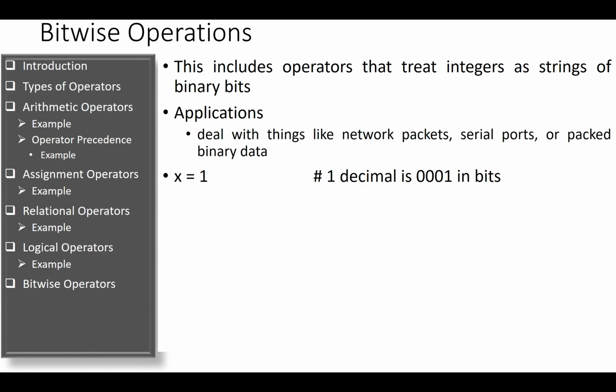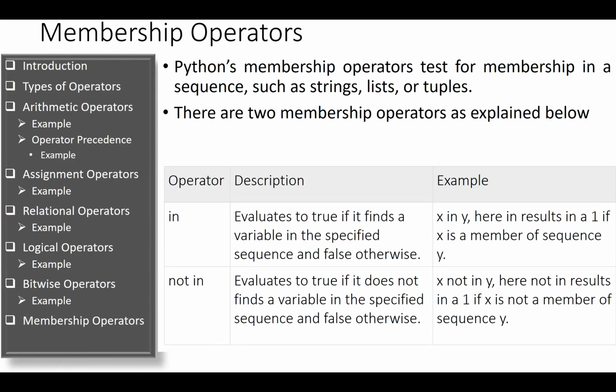Membership operators. Next, let us go with bitwise operators. These operators treat integers as strings of binary numbers. Applications: they are used in network packets, serial ports, and packing binary data. Decimal equivalent of 1 is 000.